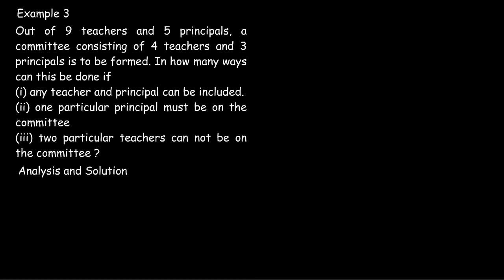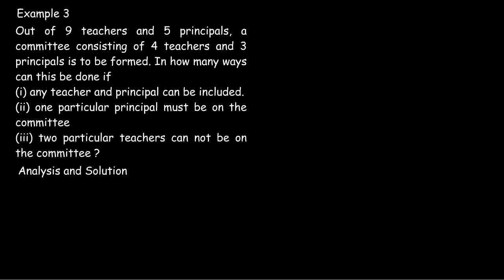We have another example that states that out of 9 teachers and 5 principals, a committee consisting of 4 teachers and 3 principals is to be formed. In how many ways can this be done if (i) any teacher and principal can be included, (ii) one particular principal must be on the committee, (iii) 2 particular teachers cannot be on the committee?